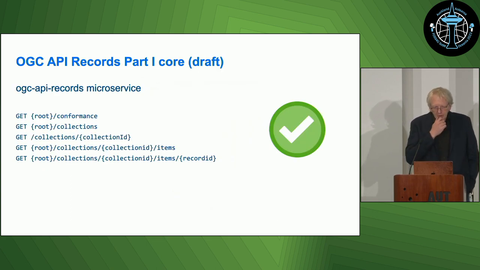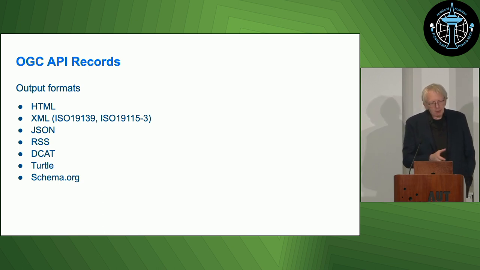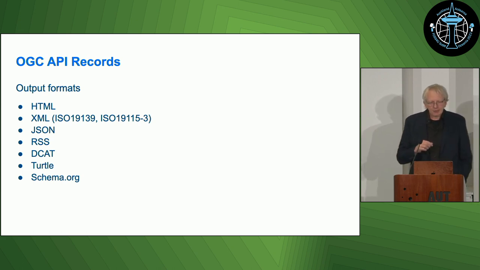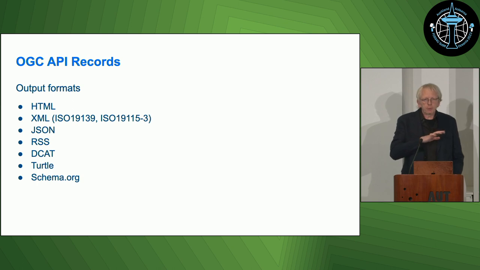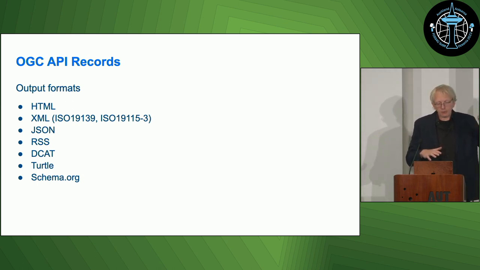So we work on implementing what is currently still in draft. And one other thing: if you implement such a thing, you still have many, many different options in the way you create your output. So in order to make sure that you really have a system that can connect to many other systems, or other systems can connect to your system, you have to think about what kind of output formats you support within that one specification.